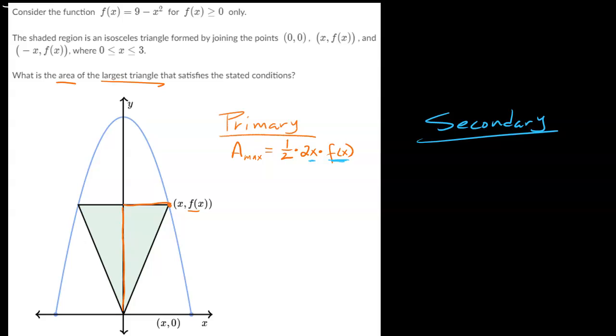What would our secondary equation be? I'll ask anybody here. What equation tells me how to exchange these two pieces of information? The top function. Perfect. The one that's written up on top is the only thing there that specifically tells you how f of x and x are related. f of x is always going to be 9 minus x squared. So this is set up right away as our substitution. We're going to put 9 minus x squared in place of f of x.